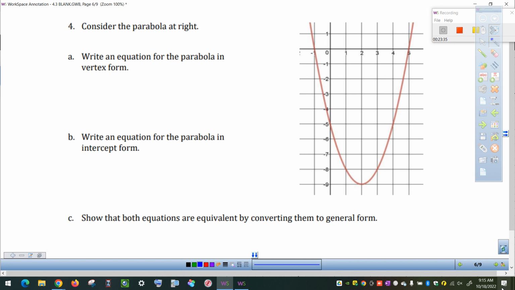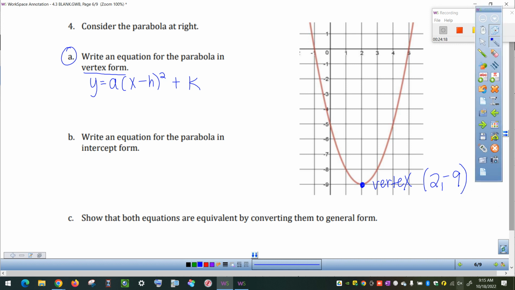All right, so we have a graph here, and we are going to begin by writing an equation for this parabola in vertex form. So let's remember at the start here that vertex form is the first one that we learned. A times the quantity x minus h squared plus k. All right, so let's identify our vertex here on our graph. So I'm going to label this as the vertex. I'm also going to write the ordered pair of the vertex. So the x value is 2 and the y value is -9.